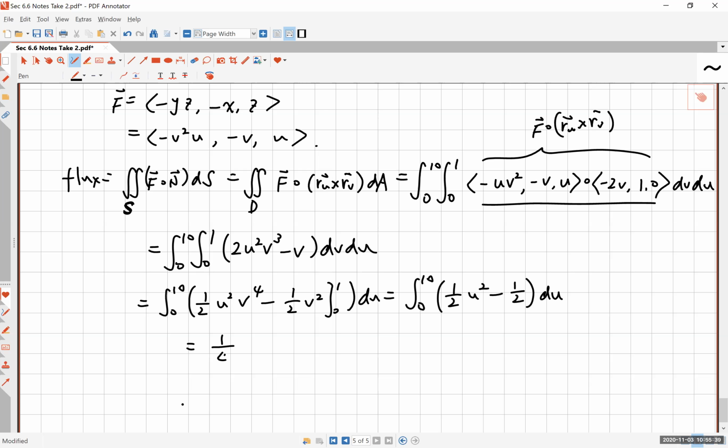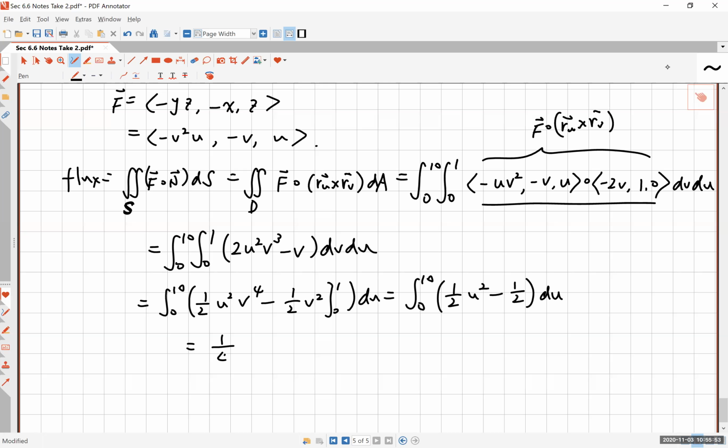Well, let's see. And of course, when I try to do things fast, I make a mistake. You probably caught me a few minutes ago saying the dot product is this. It's actually not that, because you have negative u v squared times negative 2v. So there is no 2 here, right? It's u times v cubed minus v. I should have known that. So that goes away.